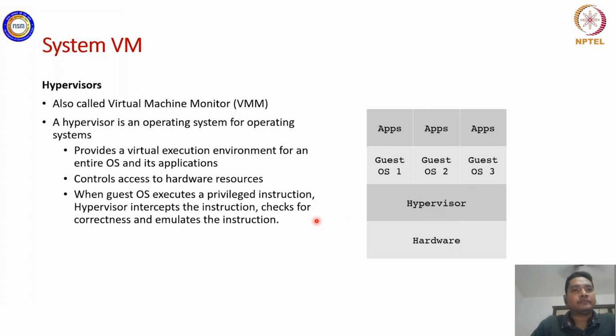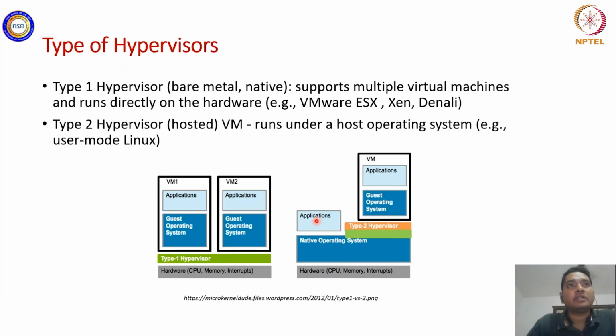Now, let's look at the different types of hypervisors that are available. There can be a type 1 hypervisor, which is bare metal or native. Basically, the hypervisor lies on top of your bare metal hardware, and it traps all the privileged instructions coming from the virtual machines, let's say VM1 and VM2. We have two guest operating systems, and the applications are running completely in separate environments.